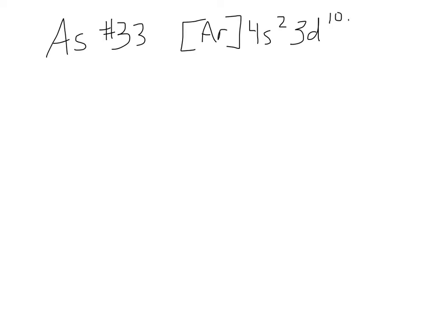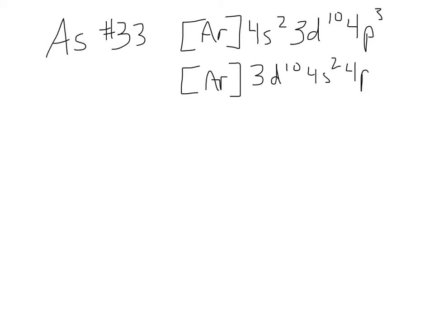3d10, and 4p3. Remember that we need to rearrange that, and it becomes argon, 3d10, 4s2, and 4p3. Now to do the Lewis dot for arsenic, we would want to draw the arsenic symbol, As, and since we have 2 in the s and 3 in the p, we'd go 2 in the s, 1, 2, 3 in the p.